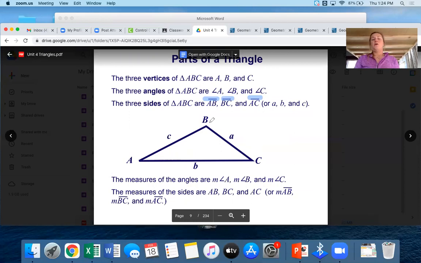So this right here would either be BC with a line over the top of it, or a. Either way, it's the same thing. The measures of the angles are measure of angle A, measure of angle B, and measure of angle C. The measure of the sides are AB, BC, and AC, okay? So it's important that when you're talking specifically about the sides, you have the line over the top. If you're talking about the measure of the sides, you do not have to have the line over the top.